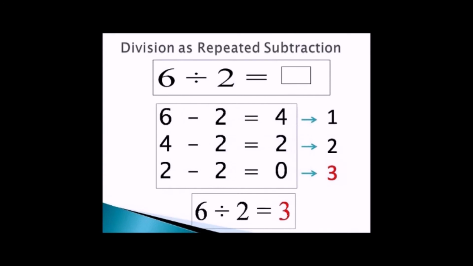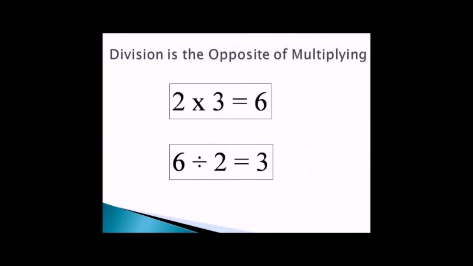Now, let's see how many steps we made. 1, 2, 3 steps. 3, we subtracted 3 times. So 6 divided by 2 is equal to 3. That's division as repeated subtraction.